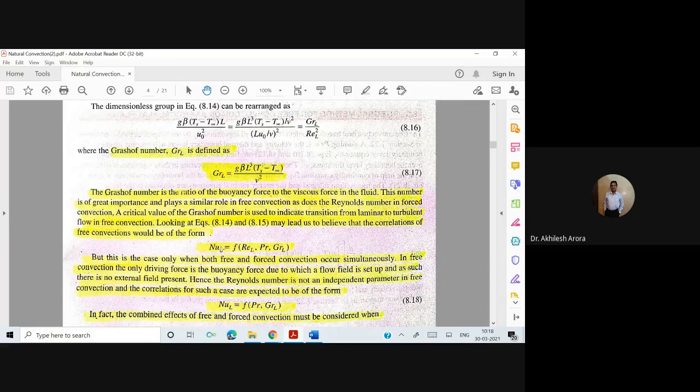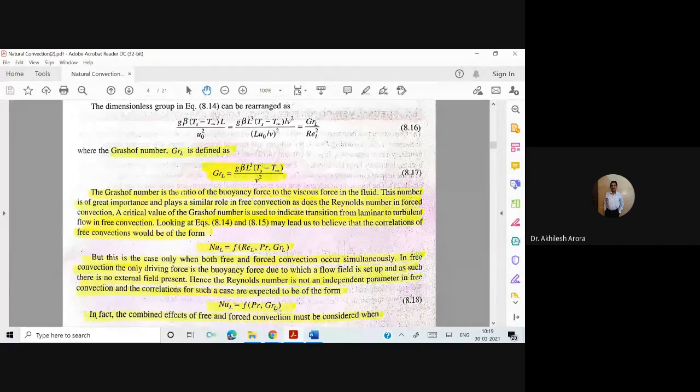So if Nusselt number is dependent upon Reynolds number, Prandtl number, and Grashof number, that means in this type of convection, both free convection as well as forced convection are there. Such a situation can occur where both forced and free convection are taking place, and there can also be situations where we consider only free convection occurring, and in that case the Nusselt number will be a function of Prandtl number and Grashof number.